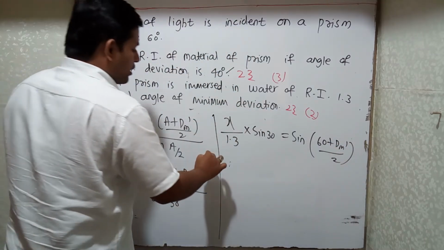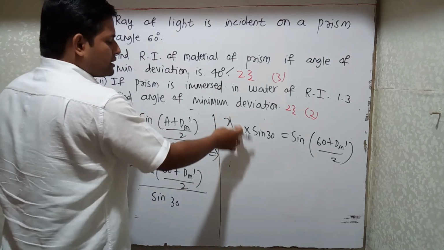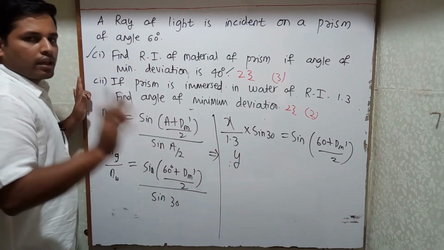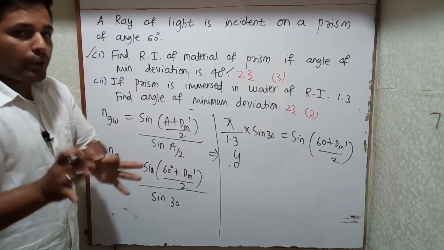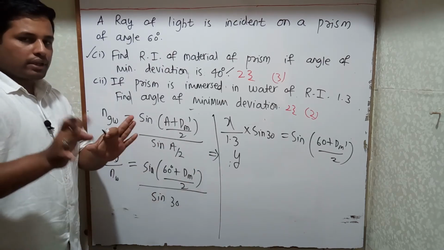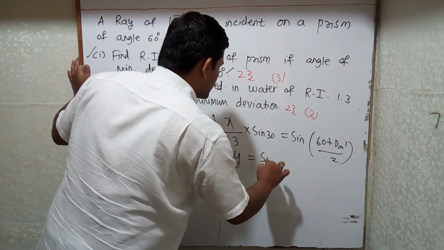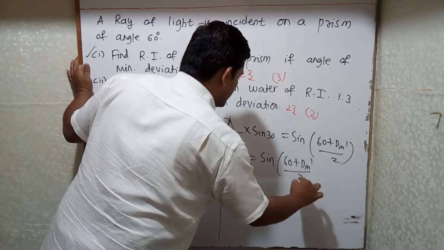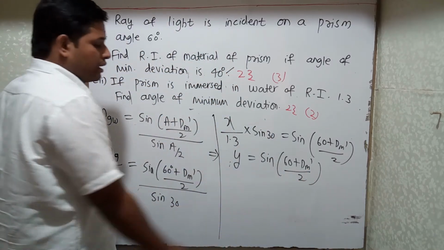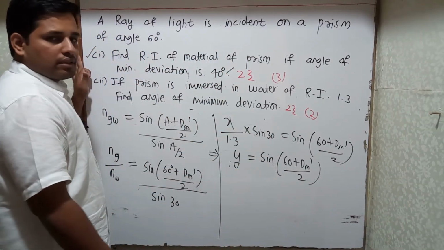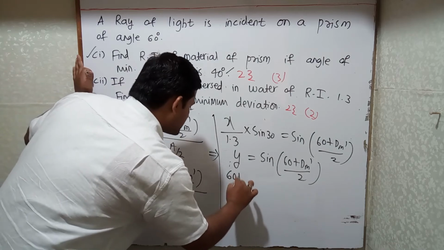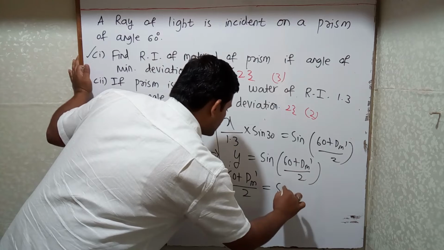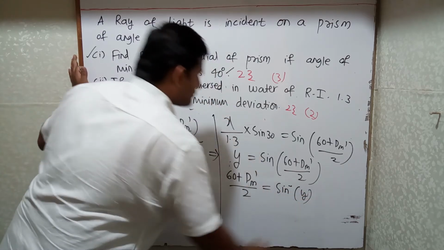Now what it becomes? It becomes some value. x divided by 1.3 into sine 30, which is 1 by 2. Let us call this as y. See, my motto is to give you the model, not the answer for this. You have to calculate that. y is equal to sine of (60 plus dm dash) divided by 2. Now you bring this sine this side, it becomes sine inverse. So can I write it as (60 plus dm dash) divided by 2 is equal to sine inverse of y.